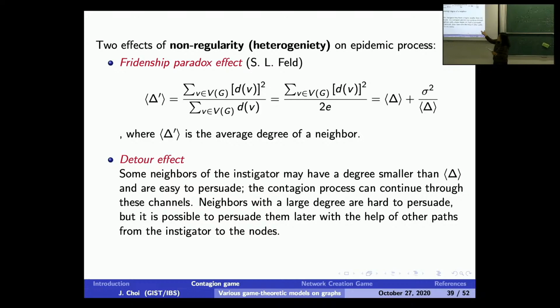So maybe it's easy to persuade those first. Then the contagion process can continue through these channels first. And then neighbors with large degree are hard to persuade, but it's possible to persuade them later. So maybe it's like making a detour. It takes longer than spread without this heterogeneous degree, but with the help of other paths from the instigator to the nodes. So maybe that together with this will cause the situation, but we're not sure whether this is the complete answer or not.